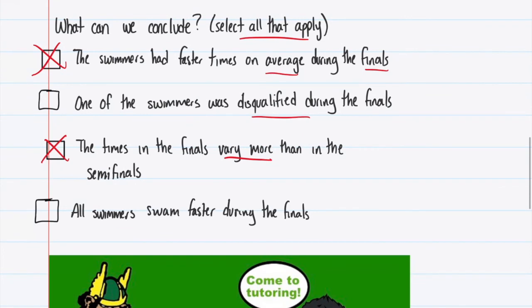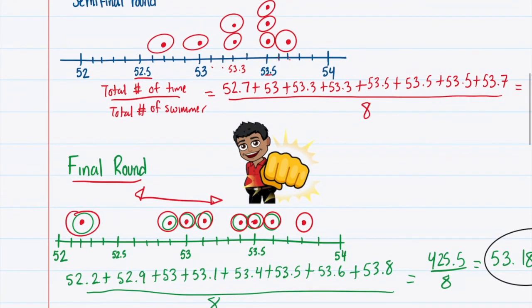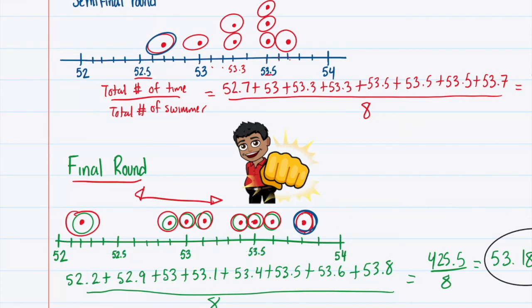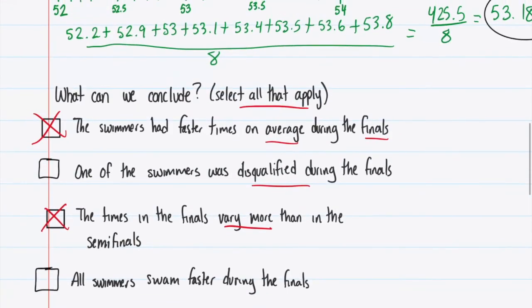And finally, all swimmers swam faster during the finals. Is that true? Did every single swimmer beat their earlier time? Well, not really, because we don't know which swimmer is which. For all we know, this swimmer is this one and did not beat his own record. So unless all of these were faster than this guy, we cannot say that they were all faster. Does that make sense? Because we don't know where each specific swimmer was in their time frame. So we cannot click that one either.